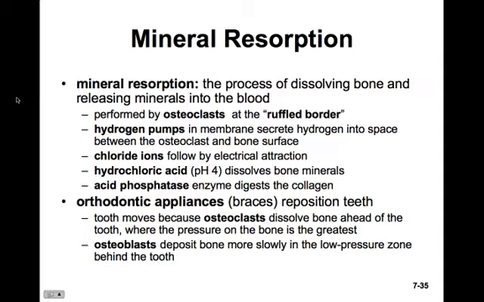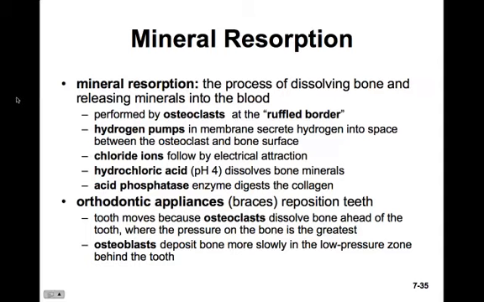Remember, the osteoclasts have this ruffled border, and they have hydrogen pumps in the membrane on the ruffled border, and it secretes hydrogen into the space between the osteoclast and the bone surface. Chloride ions naturally follow by electrical attraction. Hydrogens are positive, chlorides are negative. This means that we form hydrochloric acid in that ruffled border space. This hydrochloric acid has a pH of about 4, and it's going to dissolve the bone minerals.